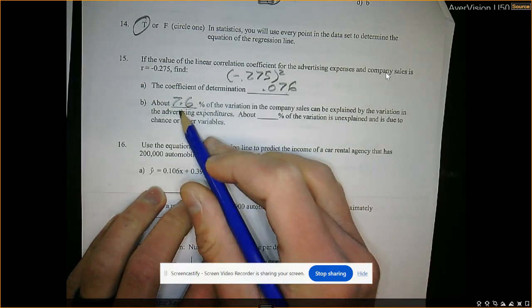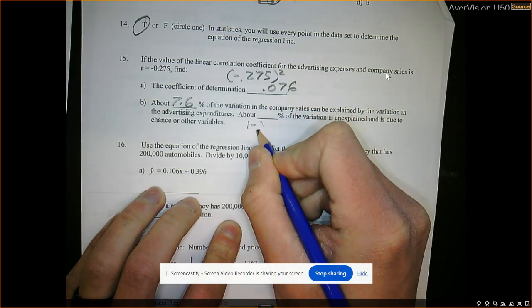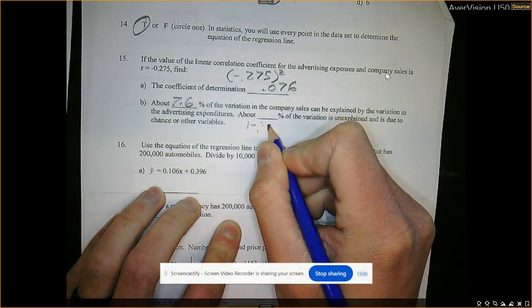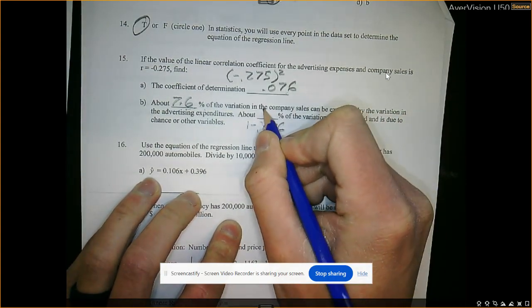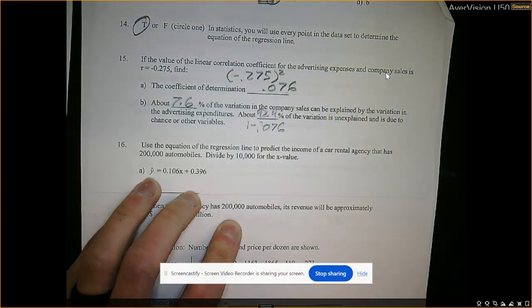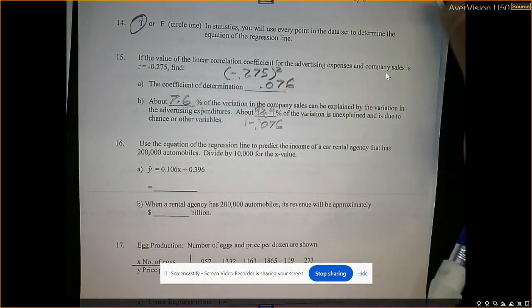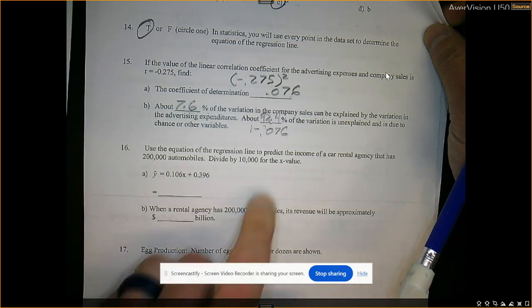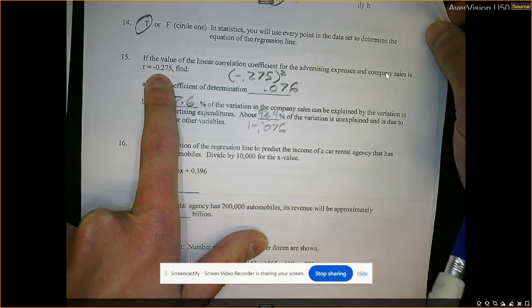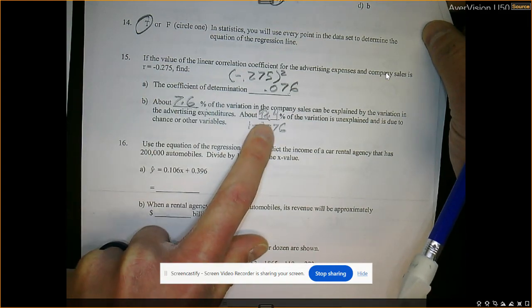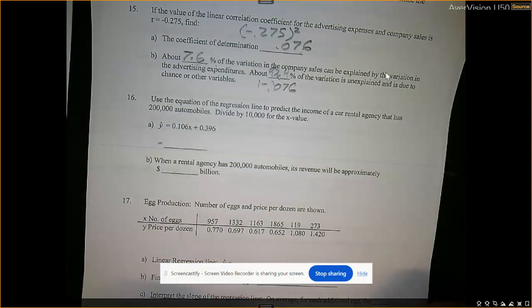And if 7.6% is explained, this is asking how much is not explained, which would be 1 minus 0.076, which is 0.924, which means 92.4% of the variation is unexplained. Again, that happens because that's not a super strong r value, right? That's not a super strong relationship, so it leads to more being unexplained than what we have as explained.